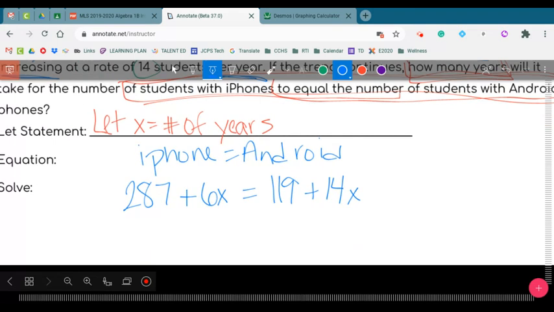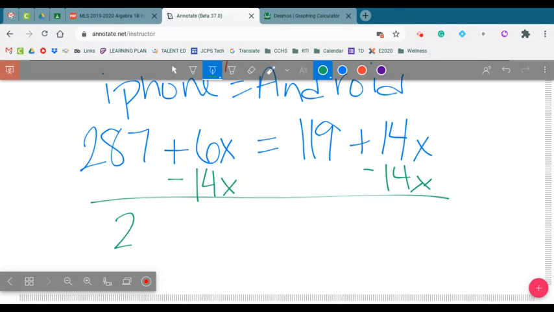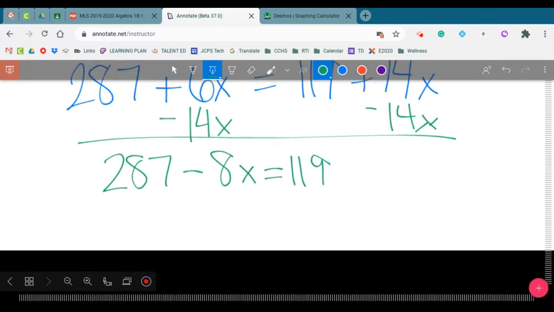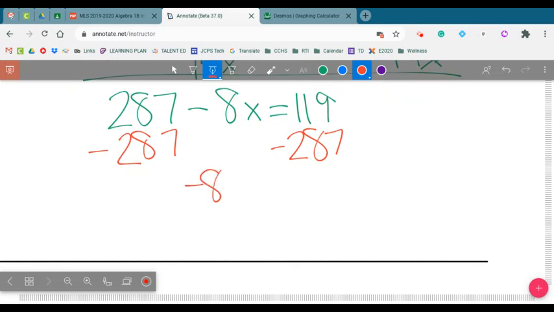So that is 14x. Okay, then we're going to solve. Subtract 14x. We get 287 minus 8x equals 119. Then we subtract 287 from both sides. We're going to get a negative number, negative 168. So we have negative 8x equals negative 168.